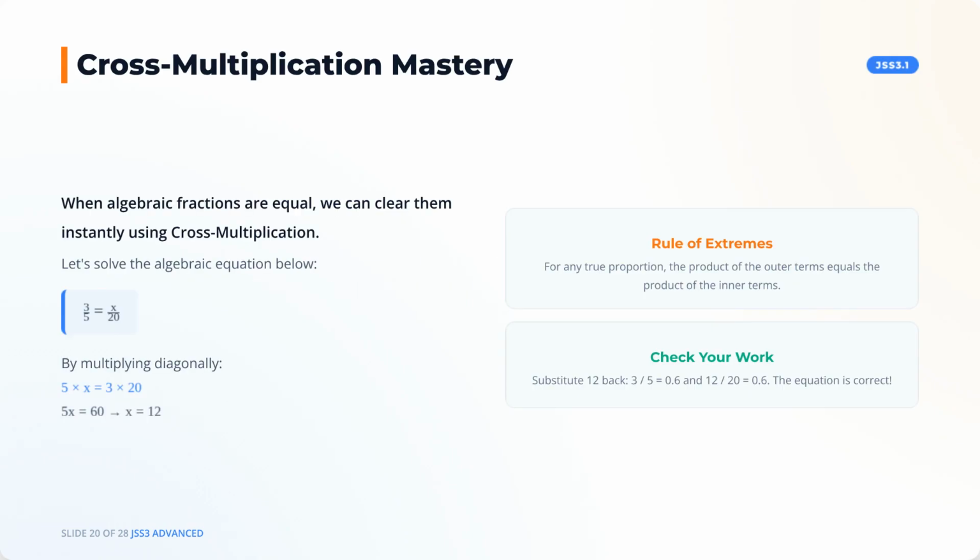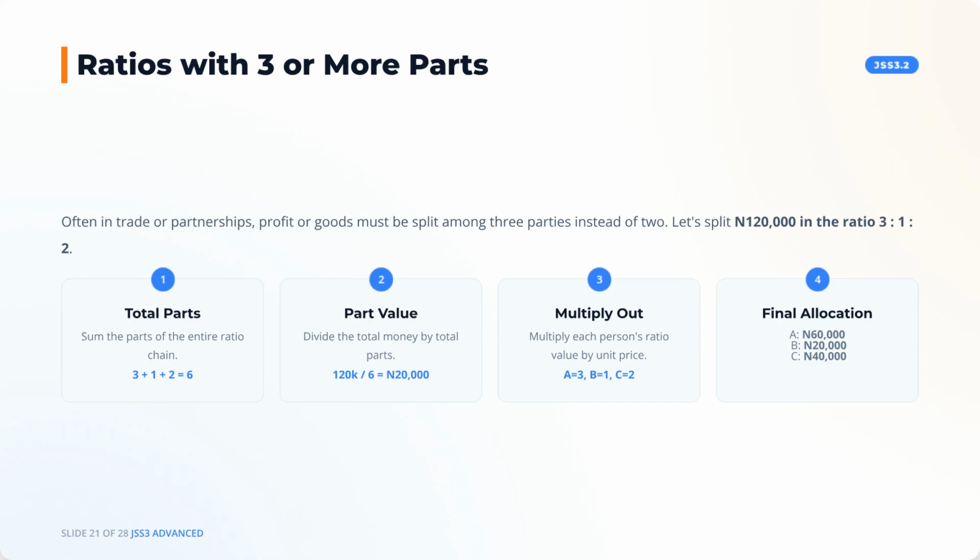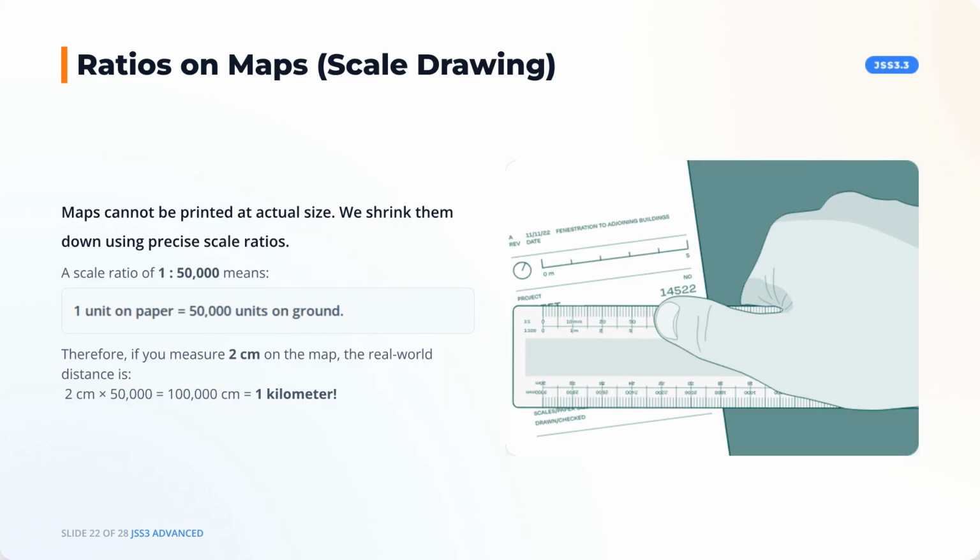When dealing with algebraic fractions, cross-multiplication is your best friend. By multiplying diagonally, you can quickly clear fractions and solve for your unknown variable. Sometimes, you need to split quantities between 3 or more parties. Simply sum all the parts, determine the unit value, and multiply that unit value by each part's share. Scale drawings, like maps, use ratios to represent large distances in small spaces. A scale of 1 to 50,000 means every unit on the map represents 50,000 of that same unit in reality.